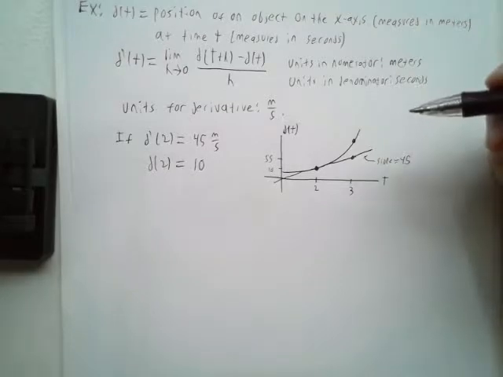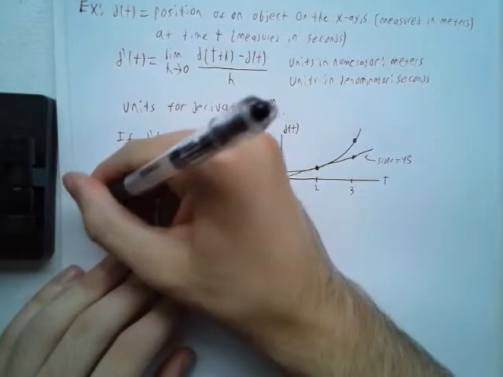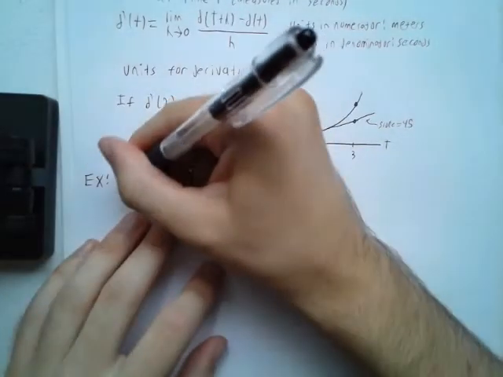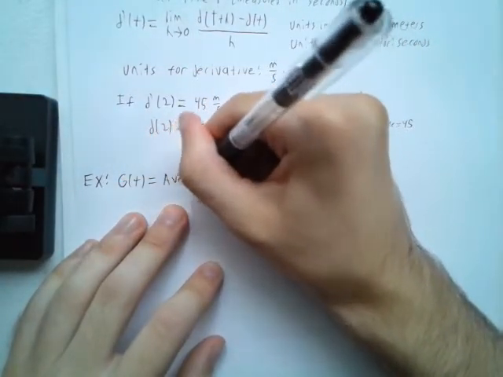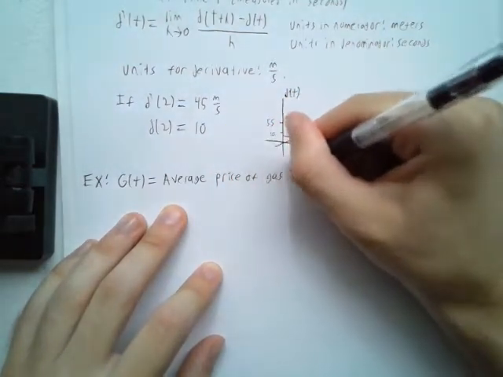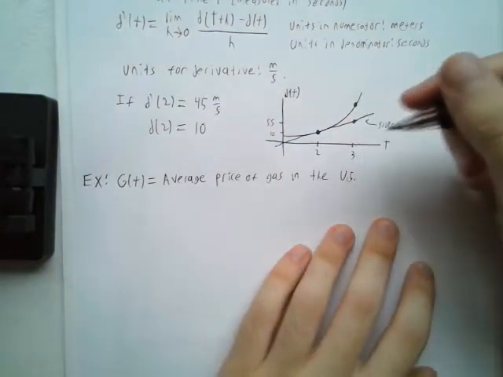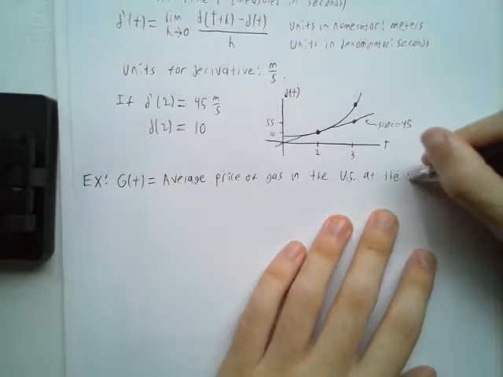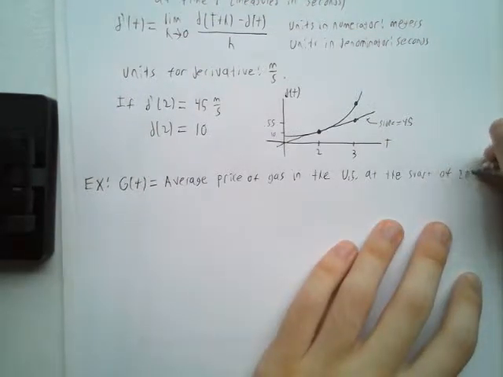So let's see another example in a slightly different context. So let's define g of t equals the average price of gas in the US at the start of the year 2000. So on January 1st, 2000.